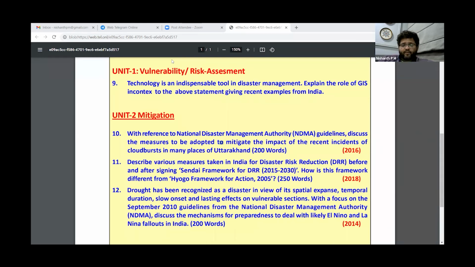And the way forward would be to identify these drought prone areas. The last part will be the solutions. Though the question is not directly asking you for solutions, you will mention solutions. Sir, we missed that La Nina thing.